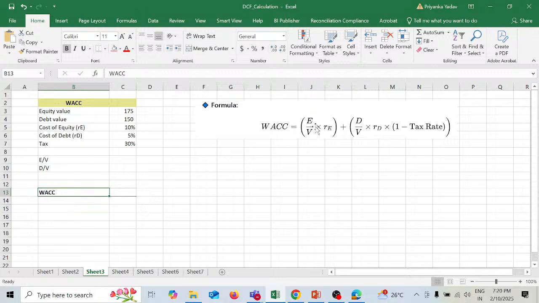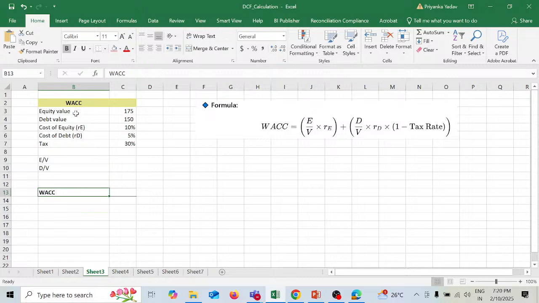Now E over here represents the market value of equity. It is divided by the total value of the firm, that is E plus D. So V over here is actually E plus D. That means the market value of your equity plus the market value of debt. RE is the cost of equity, and RD is your cost of debt, that is the interest rate on debt, and the tax rate is there.